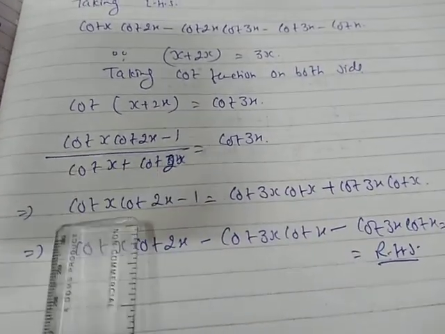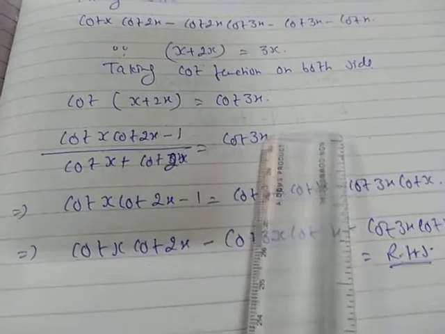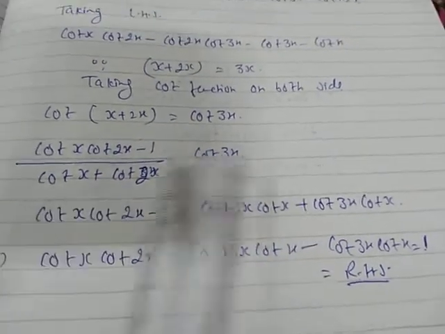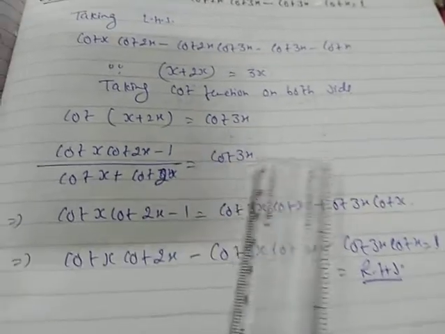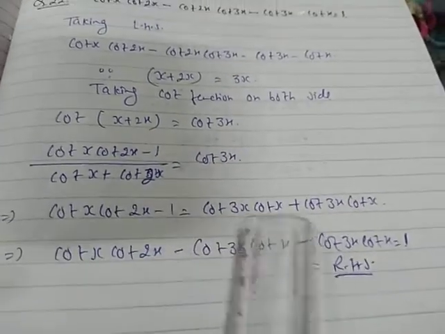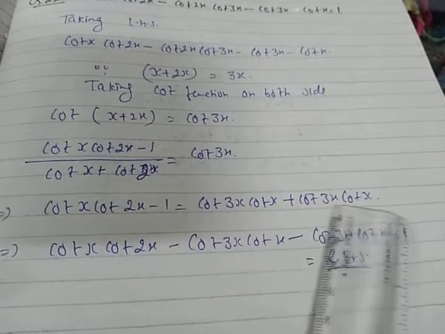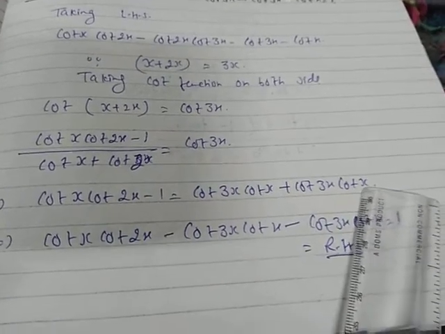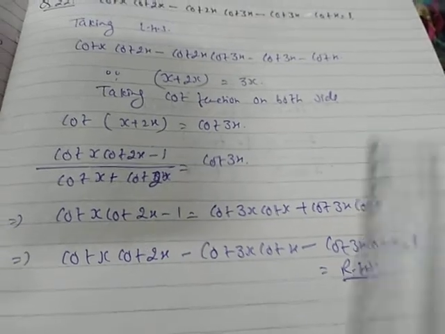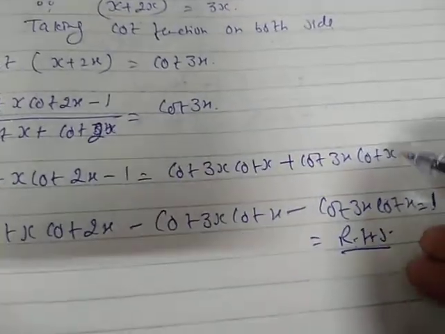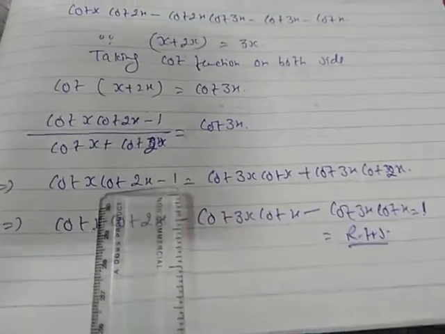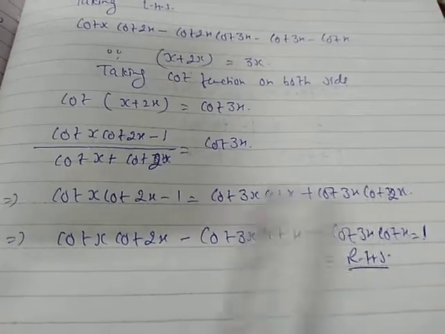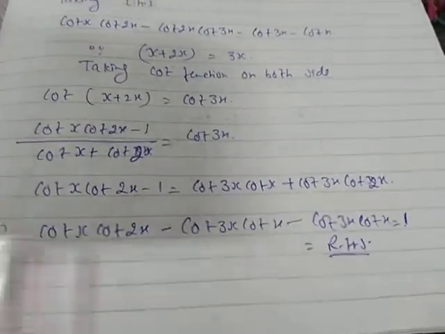Cot x cot 2x minus 1 is equal to cot 3x into cot x. Children, it is not cot 3x square, because both the angles are different. Therefore it is cot 3x into cot x plus cot 3x into cot 2x. The 1 is in minus here, shift it to the RHS, and these two terms will be shifted to the LHS, and you will get the solution.